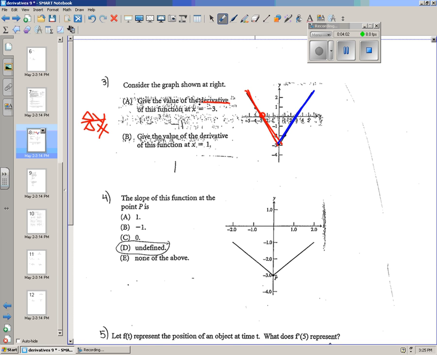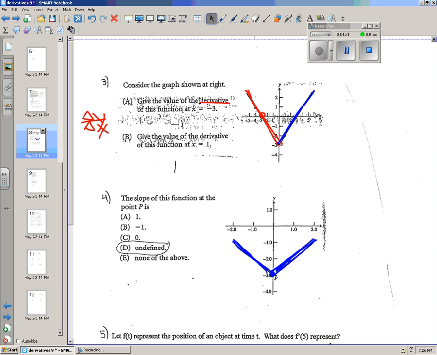All right, in 4, we're interested in the slope at 0. We can see that the pattern as we come in on the left is that the slope is negative, and on the right, the slope is positive. It looks like maybe it's negative 1 here and positive 1 here. So the slope right at 0 is undefined.